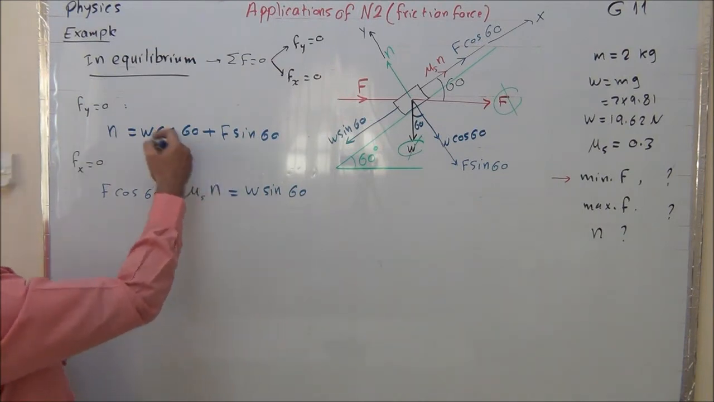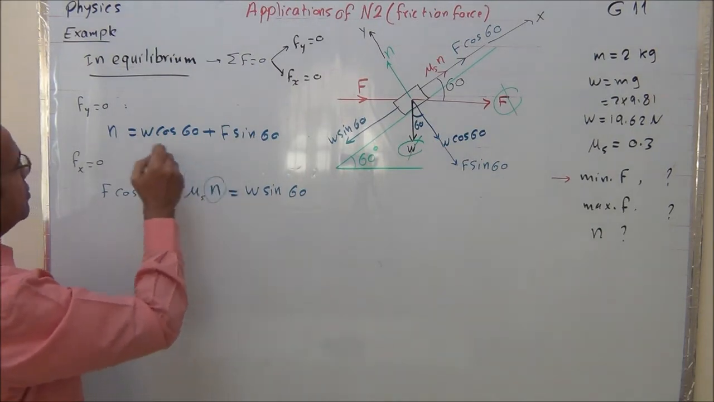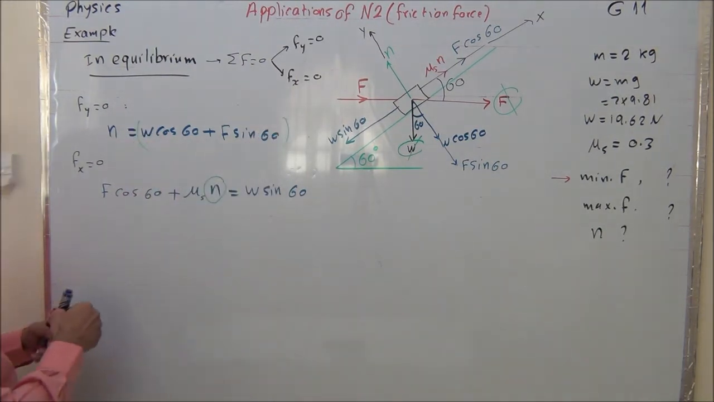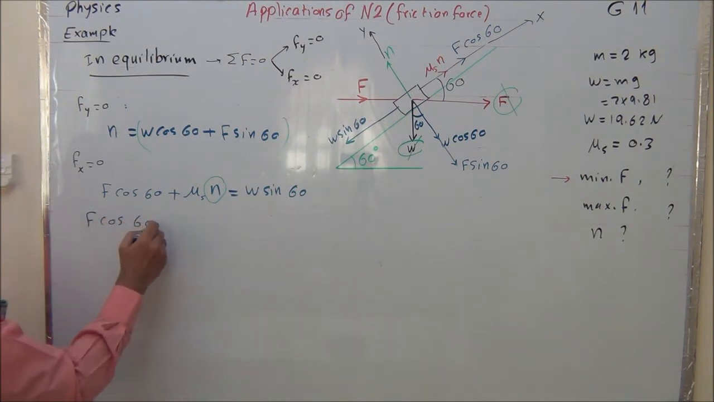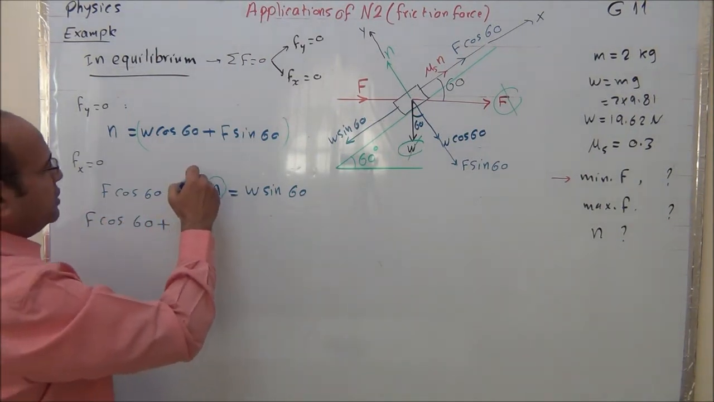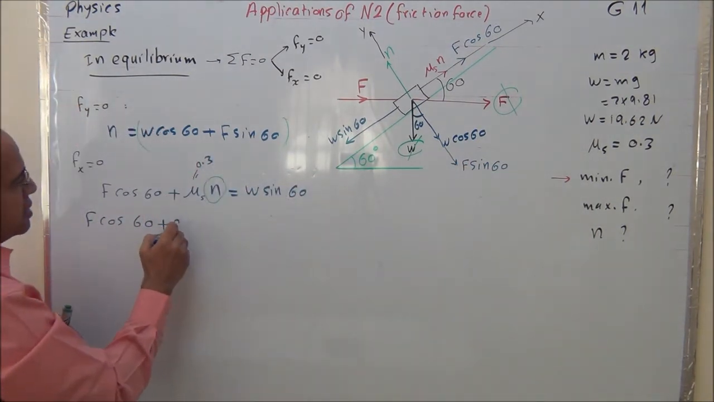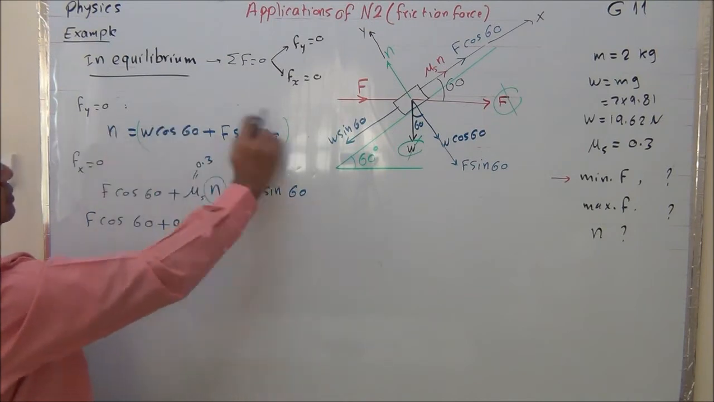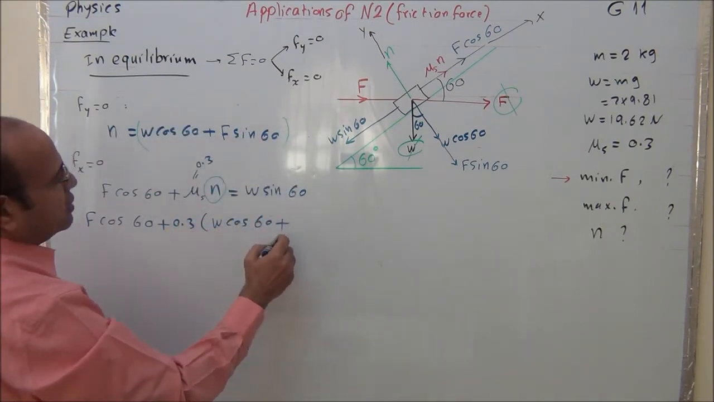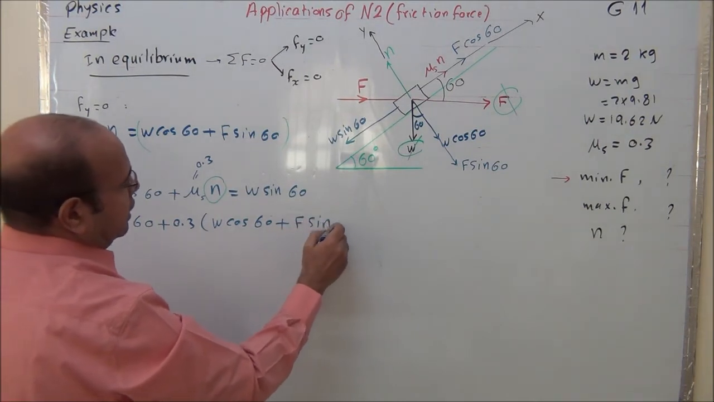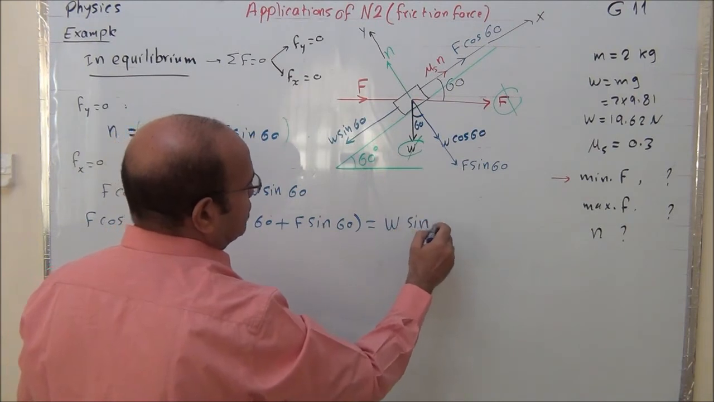Okay, we replace n by its value. So F cosine 60 plus mu, already it's given, it is 0.3, multiply n, W cosine 60 plus F sine 60, equals W sine 60.